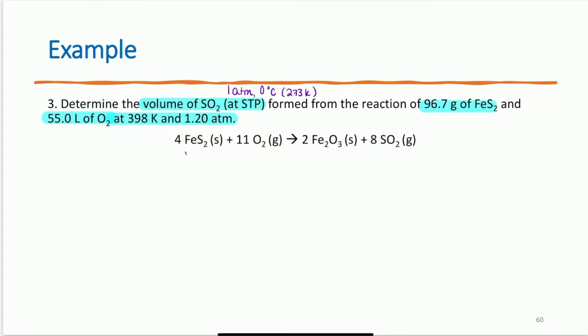So I've got 96.7 grams here. And how much O2? Well, we're going to have to figure out how many moles of O2 we have and how many moles of FeS2 we have. This is a limiting reactant problem. So if I have 96.2 grams of FeS2, how many moles of O2 are required to completely react all of this?